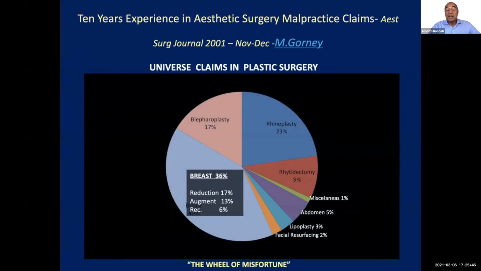And this is a very old paper from McGarney, over a 10-year experience of aesthetic surgery malpractice claims. And you see, this is still the same today. So in the last 20 years, 36% of the claims are for the breast. So breast reduction, 17%, breast augmentation, 13%, breast reconstruction, 6%. So we must lower this number. So check yourself and see if you are doing good with this.